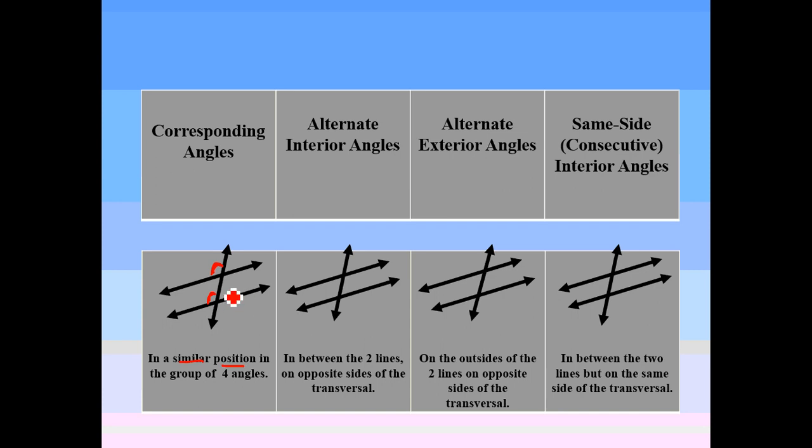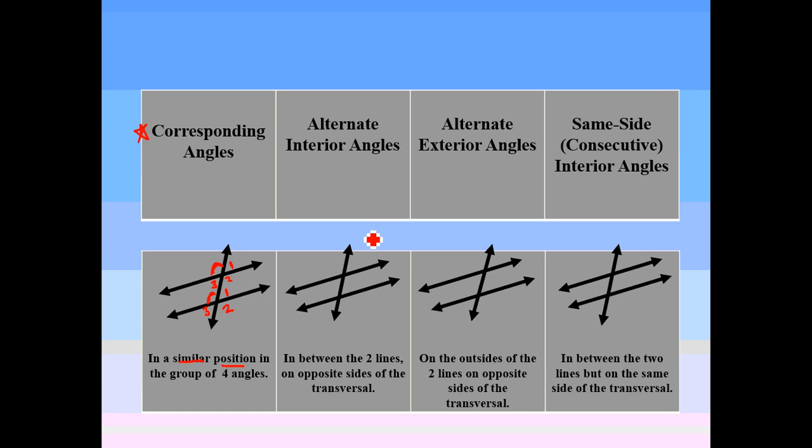Similar to, let's label this with a 1. Similar to that one would be this one right up here. Those are corresponding. I'll put a 2 down there, a 2 right there, and a 3 and a 3. So all of those angles are corresponding with each other. When they match up right on top of each other like that, they are called corresponding.